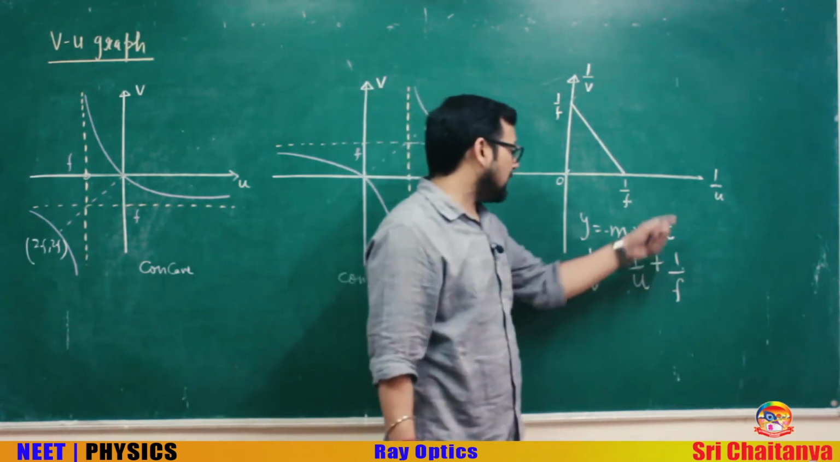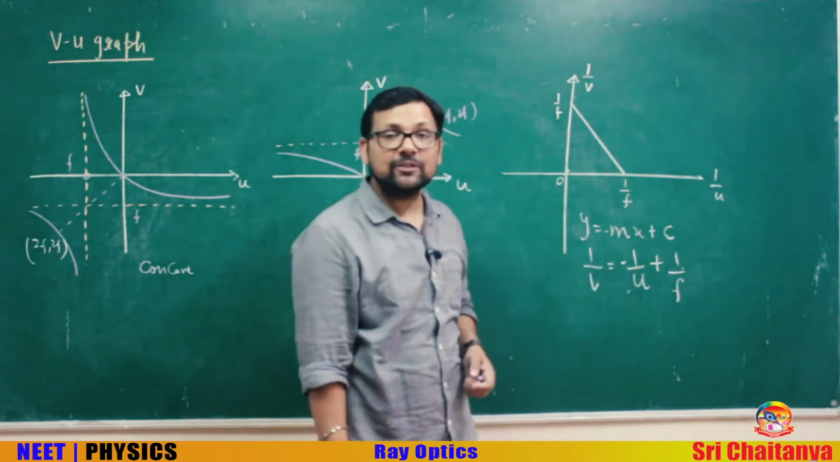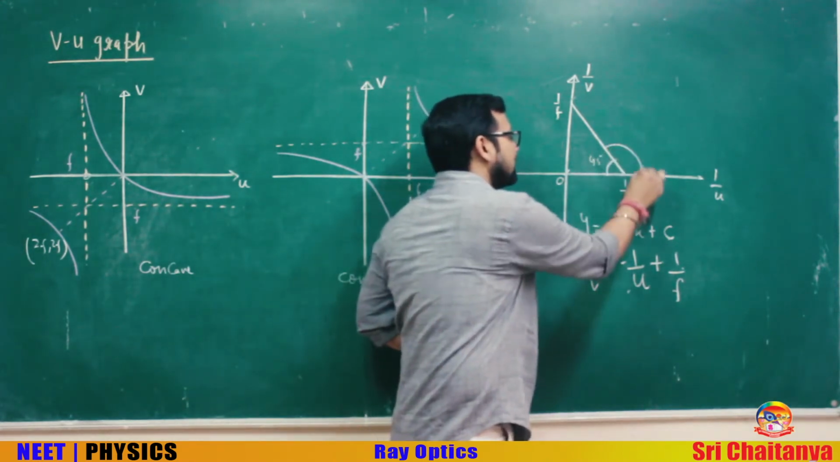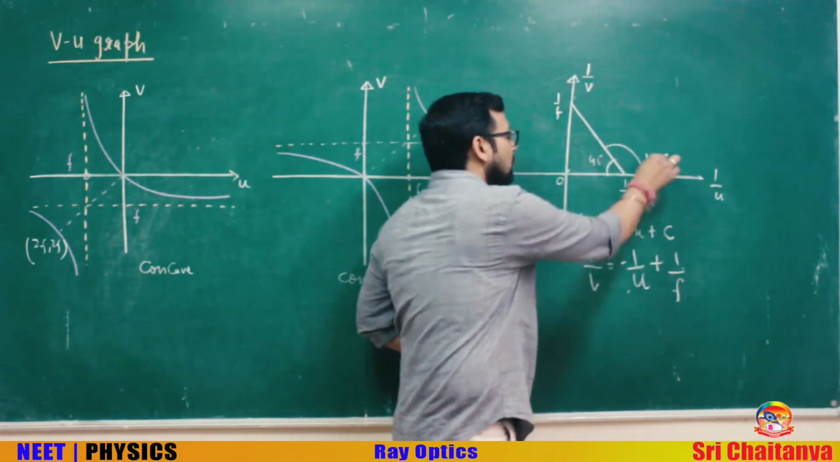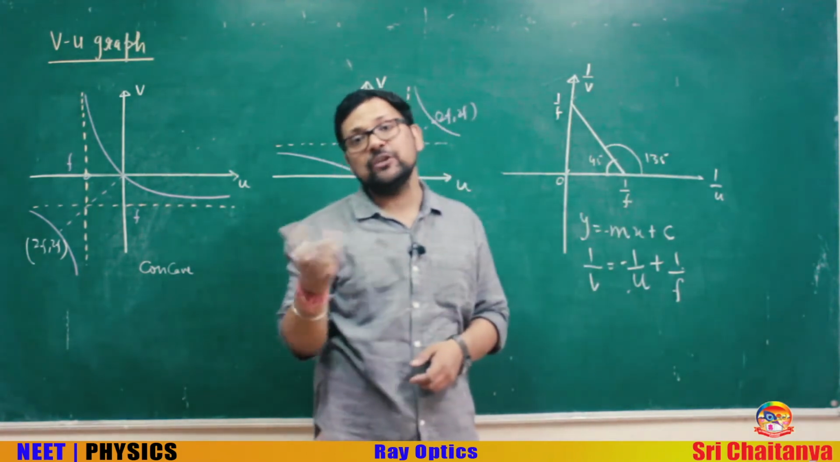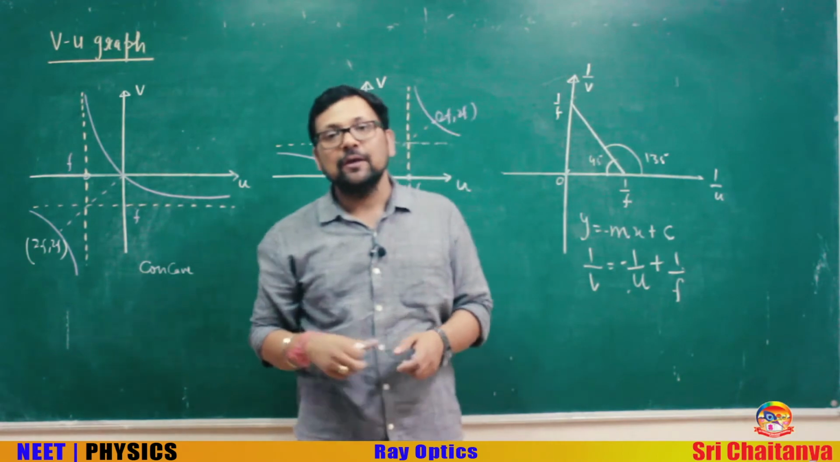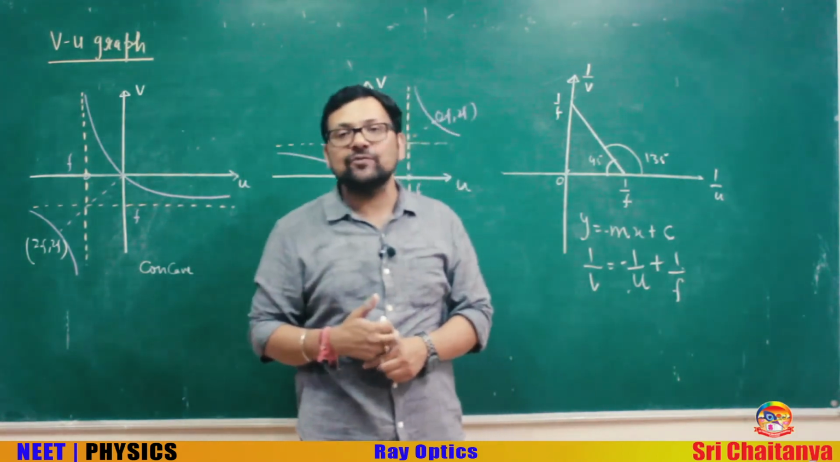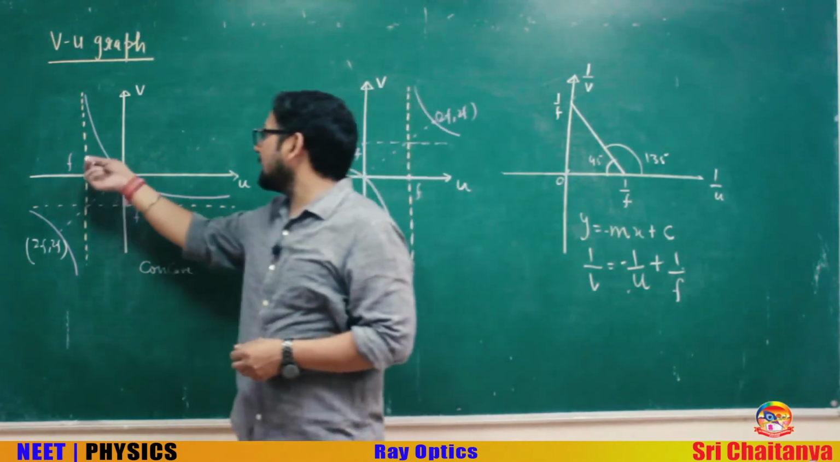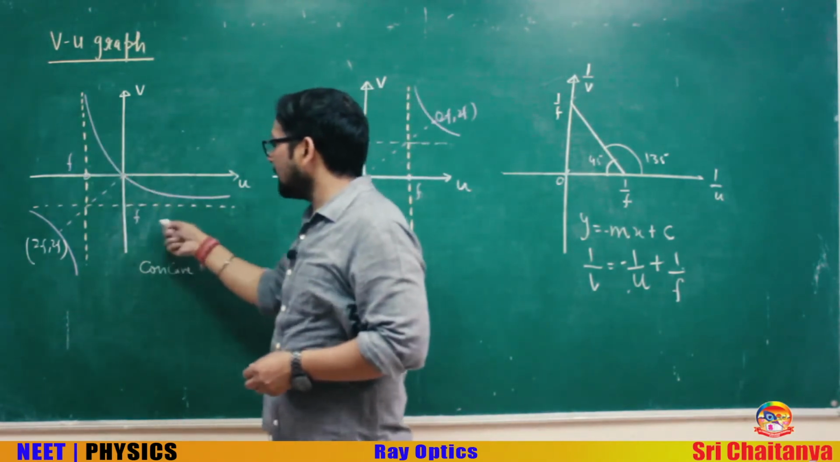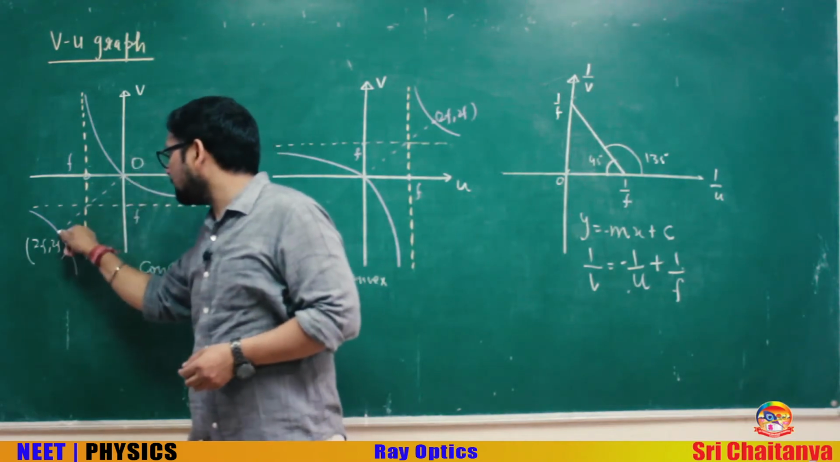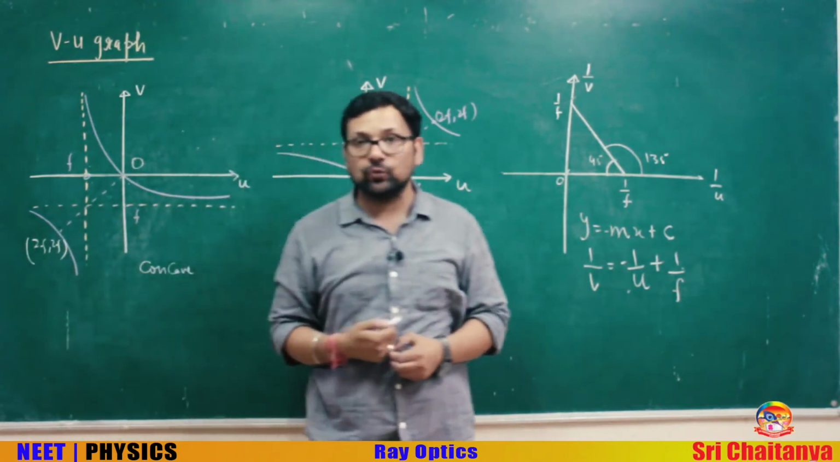1 by u is the x-axis, and you can see that the slope is minus 45 degree, or we can say this 135 degree. So 1 by v is a straight line, while v versus u is the rectangular hyperbola. For concave, the axes of the rectangular hyperbola are negative focal length. So this is negative, negative, and this is the rectangular hyperbola. When from the origin you draw a straight line, it will pass through 2f and 2f.